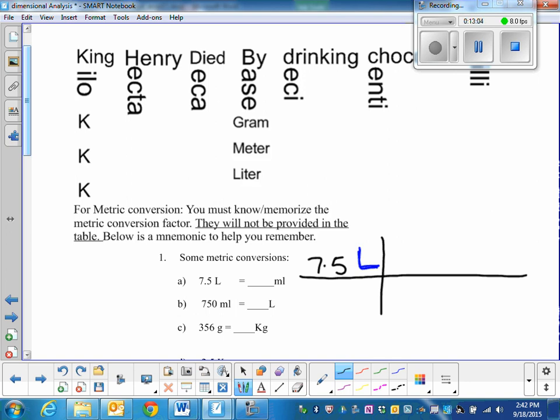Okay? So now, if I need to get rid of the liters, where do I bring the liters? Where do I write liters if I have to cancel it out? In the bottom, Jennifer? Alright. I have to write liters in the bottom. Bring down the liters. Alright? Bring down the liters. Okay?